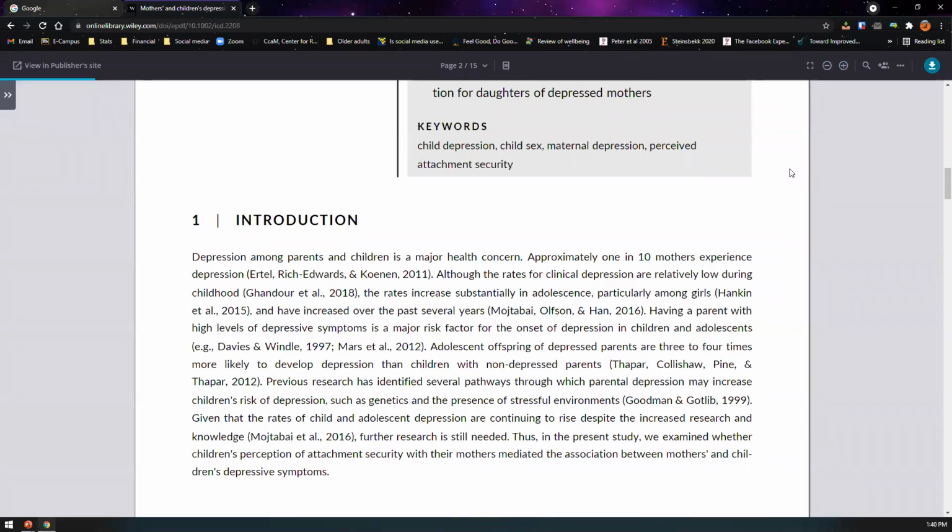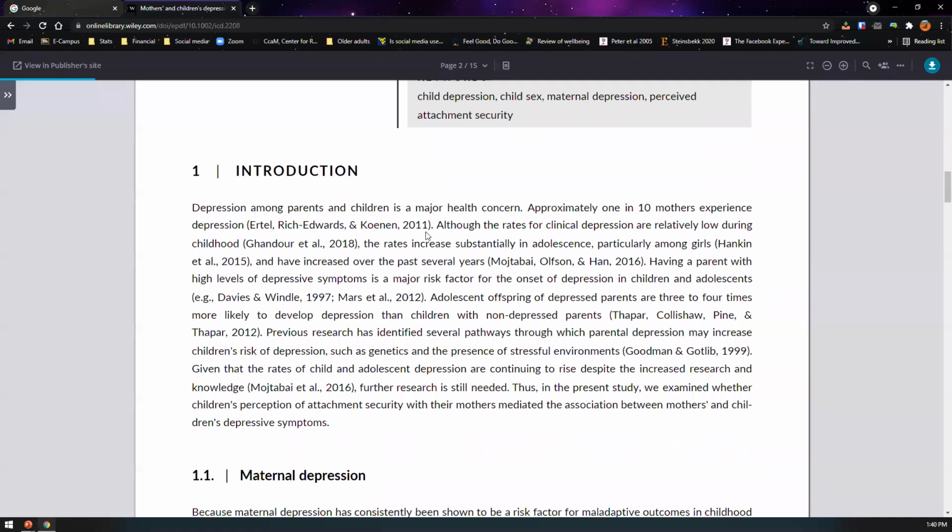So long story short, I was looking at mom depression and child depression and how the two are related, and maybe another variable that could explain that relationship. So that gives you the general gist of my study. So let's look at my introductory paragraph. This is the first paragraph of the paper. I start off with this big general idea. It's kind of eye-catching, and it also sets the stage and shows why my study is important.